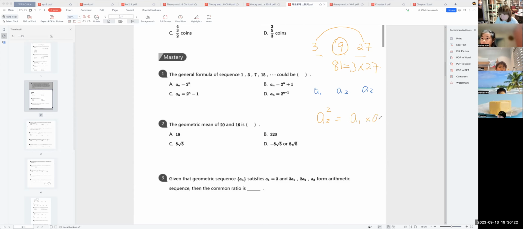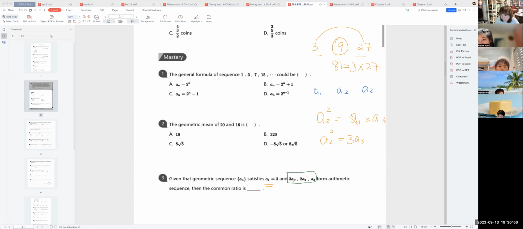A1 times A3, correct? Get it, boys and girls? Do you understand this part? Okay, very good. Chapter, 懂吗？好，那因为 A1 是3，对不对？那我是不是可以直接写成 A2 squared equals 3A3? Do you understand this part? No problem, right? I think this part, no problem. Okay, so I'm going to go for it. And this one equals what?